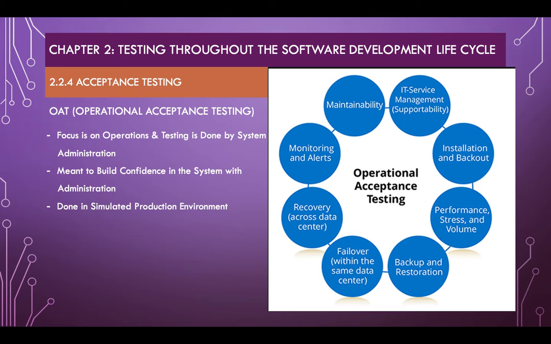OAT, operational acceptance testing. Focus is on operation and testing is done by the system administration. It's meant to build confidence in the system with the administration, and it's done in a simulated production environment. It's done by the administration at this point because they're actually deciding whether or not they're going to put it out. It's not often sold to a customer in this type of testing. It's like, we're using this software as our product to sell our product. So here it goes.